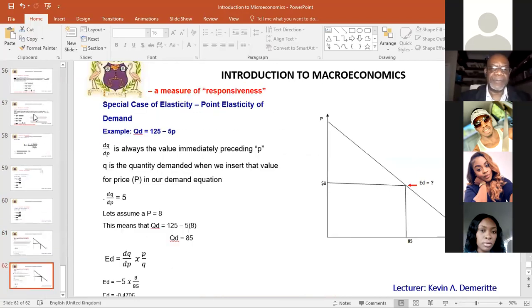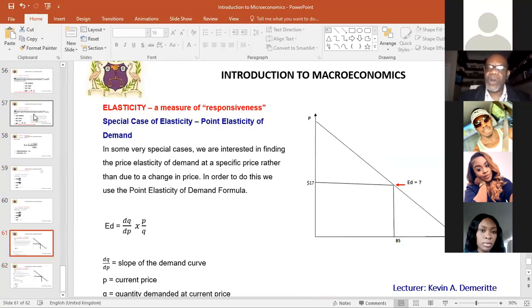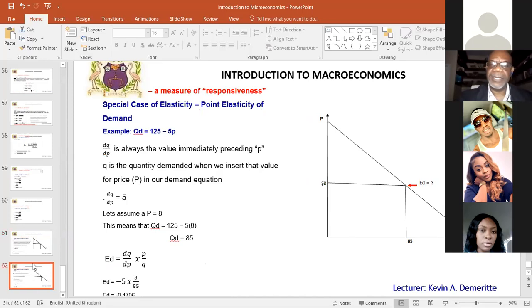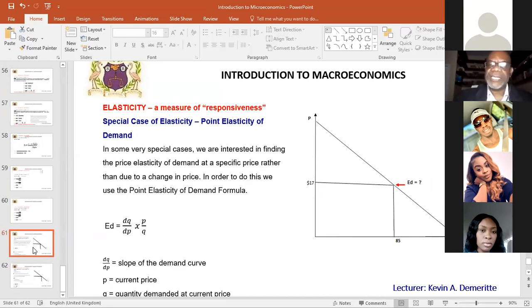However, there are times when, in some very special cases, we're not so much interested in a stretch, we're interested in finding the price elasticity of demand at a specific price. What is the elasticity of my product if I were to charge this price? So I'm not focusing so much on the sensitivity of customers when I change my price. I want to know what the sensitivity is to this particular price that I have existing now. In some very special cases, we're interested in finding the price elasticity of demand at a specific price rather than due to a change in price.